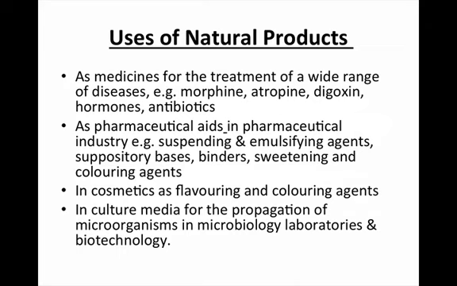Also hormones, also antibiotics. All of these are used for treatment of a wide range of diseases. Also, use number 2, natural products are used as pharmaceutical aids in the pharmaceutical industry. That means they are used as suspending agent, emulsifying agent, suppository base, binders, sweetening and coloring agent during preparation or compounding process of the medicines.